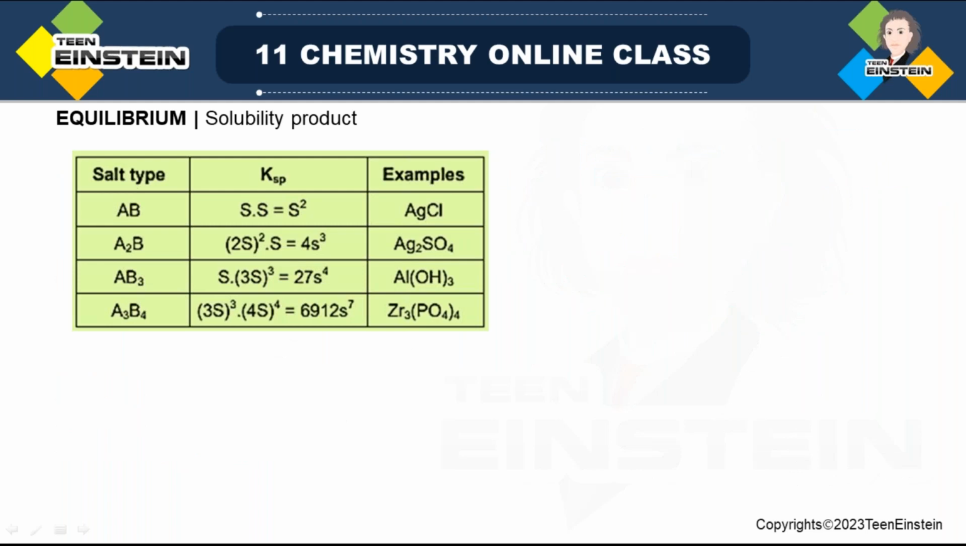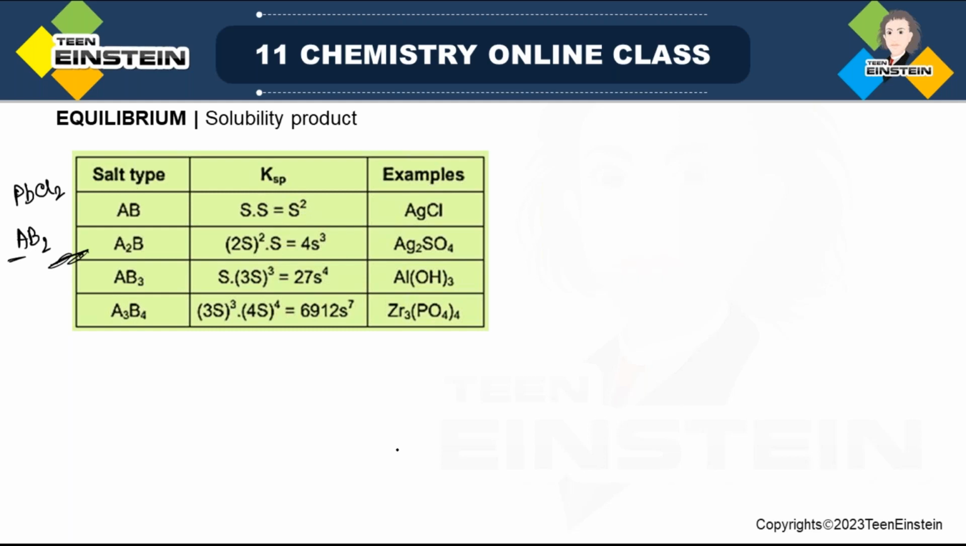Next, here we have different examples of different types of salt. In the previous case, PbCl2, the type is basically AB2. The recent problem that we have just solved, PbCl2, 1 cation, 2 anion. So this is matching with the general formula AB2.